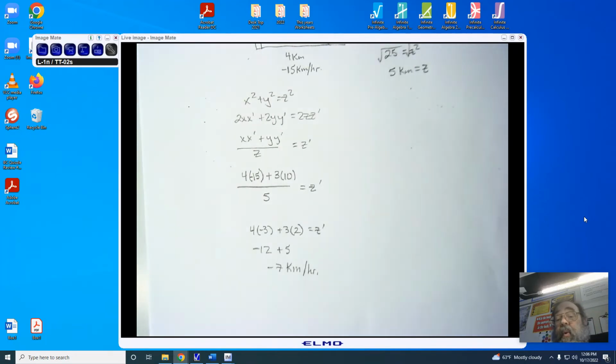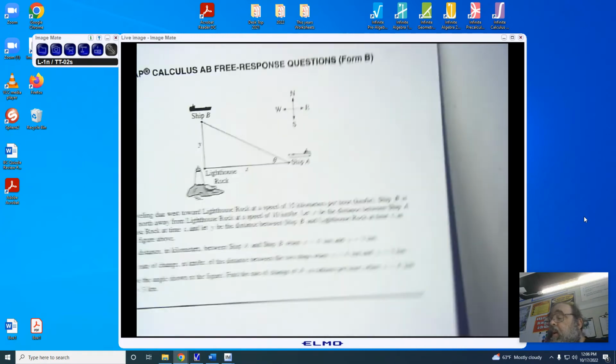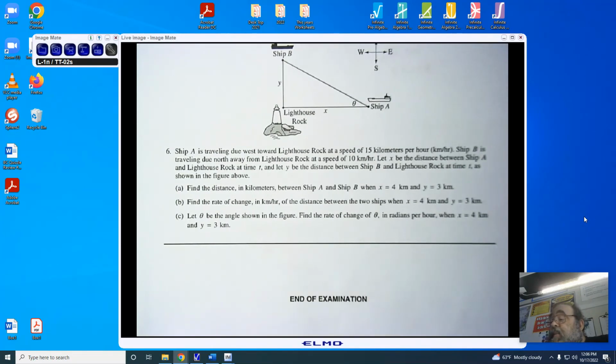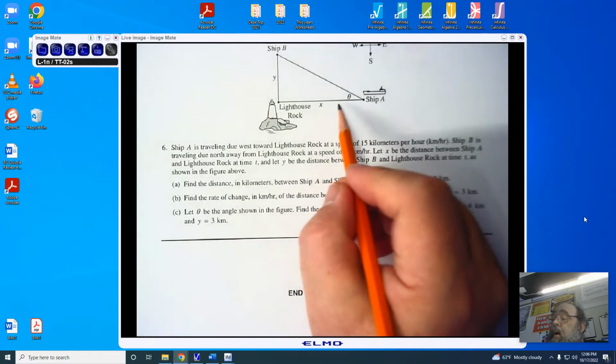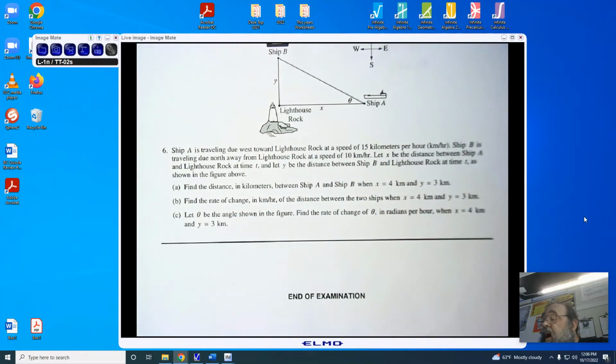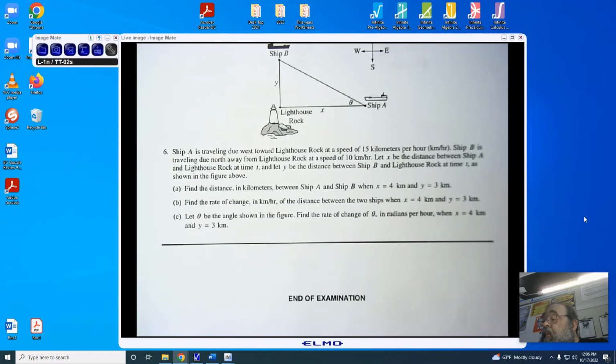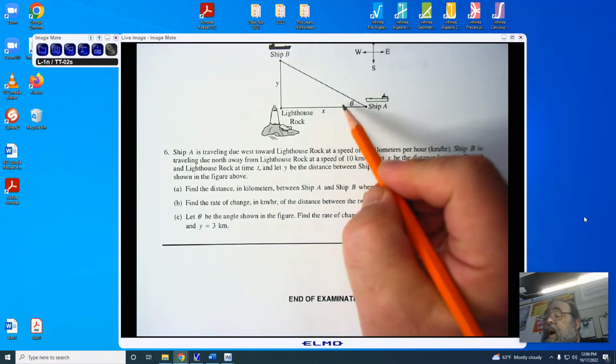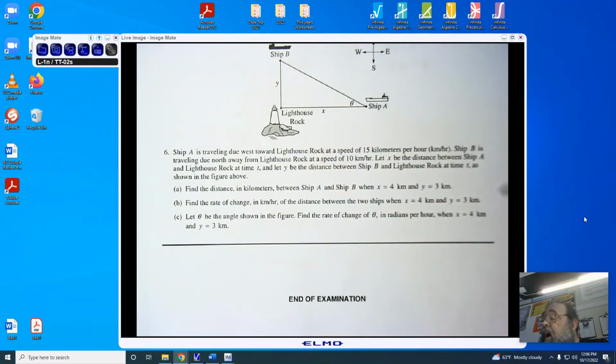Now, the last question on this said, let theta be the angle shown in the figure. That's right here. Find the rate of change of theta. So at what rate is theta changing in radians per hour at the same moment?